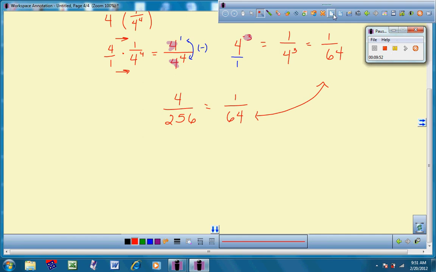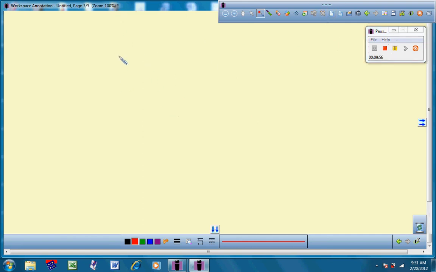Alright, let's continue to evaluate. Let's have a fraction this time. Let's say we have 1/5 to the negative 2. Okay, right away you should notice that negative exponent. So we are going to simplify by flipping the fraction and changing the sign of the exponent. So 1/5 raised to the negative 2 is equal to 5 squared. 5 squared evaluated is 25.